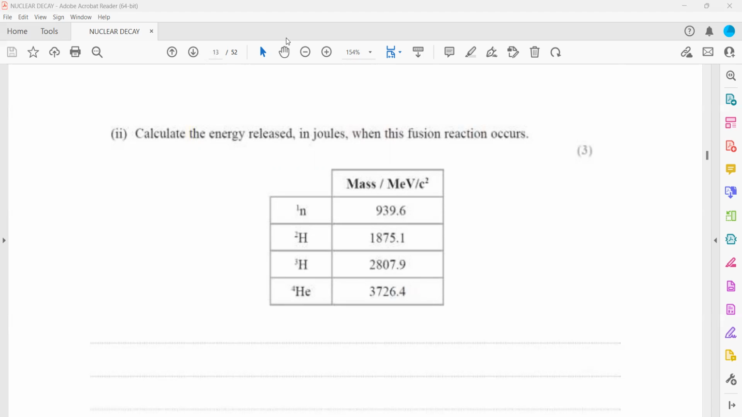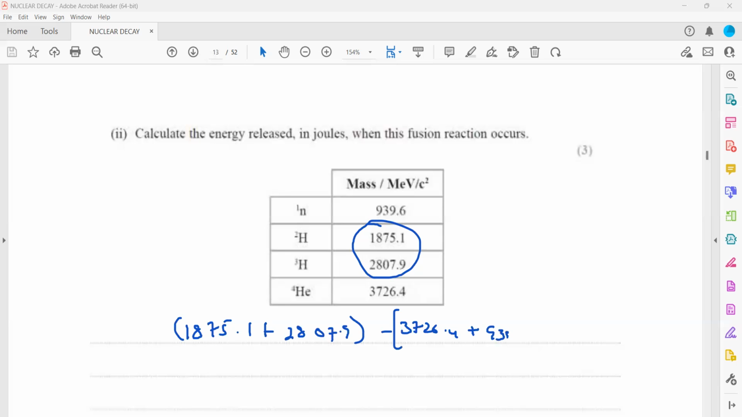First we have the reactants: 1875.1 plus 2807.9. That's the reactants. Minus the products, that is helium, 3726.4, plus the mass of a neutron, 939.6. When we simplify this, take the sum and then the difference, it will be 17 mega electron volt per c squared, which is a unit of mass. When this mass changes into energy, it will release 17 mega electron volt.